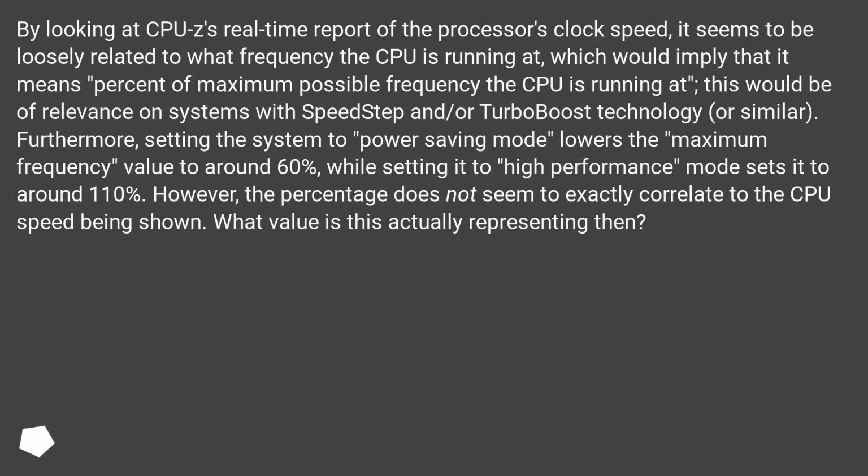Furthermore, setting the system to power-saving mode lowers the maximum frequency value to around 60%, while setting it to high-performance mode sets it to around 110%. However, the percentage does not seem to exactly correlate to the CPU speed being shown. What value is this actually representing then?